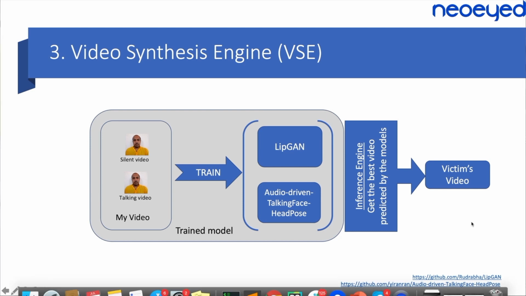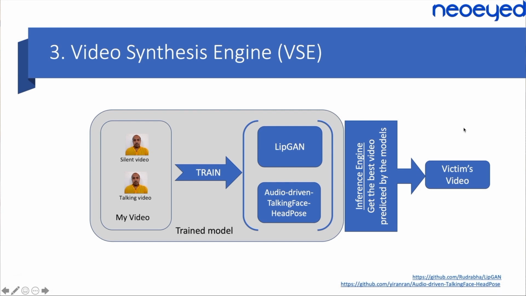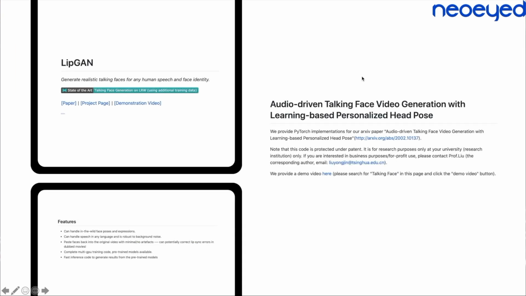So I have used two libraries or projects. There's LipGAN and Audio Driven Talking Head Pose. Out of these two, LipGAN was the project which gave more realistic results. So here is some demo. The first one is the Audio Driven Talking Head Pose.